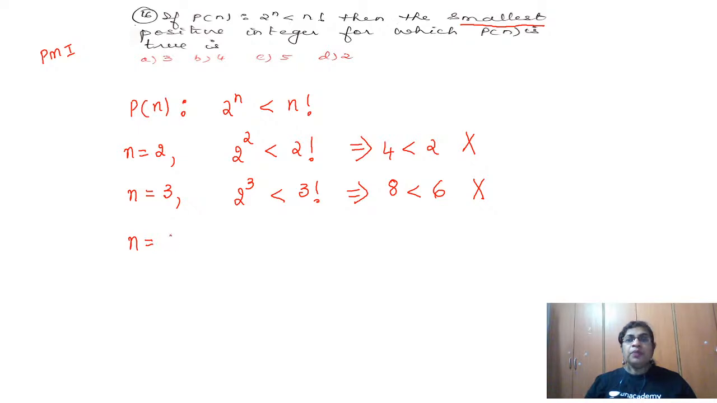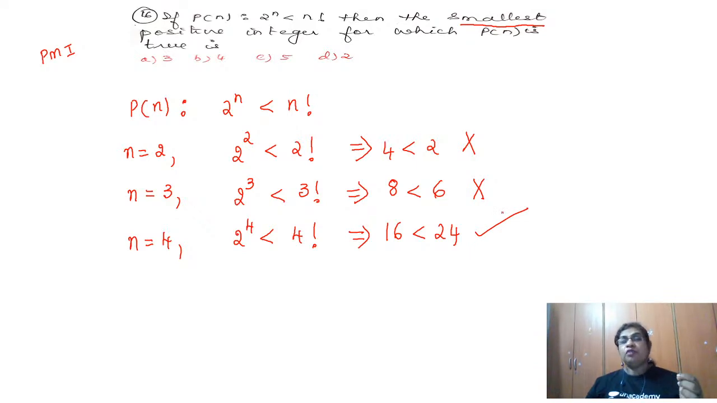Which is the next number? 4. In the option it is 4. So let us check. 2 to the power 4 is less than 4 factorial. 2 to the power 4 is 2, 4, 8, 16. So 16 is less than 4 factorial, which is 4 into 3 into 2 into 1. So 4 3s are 12, 12 2s are 24. Is 16 less than 24? Yes, it is less than 24.